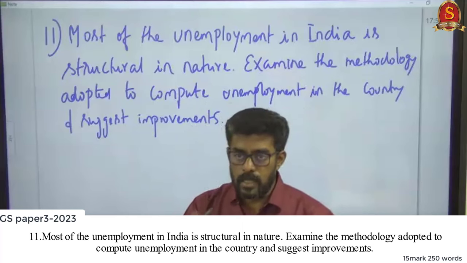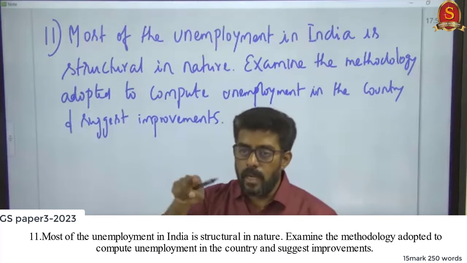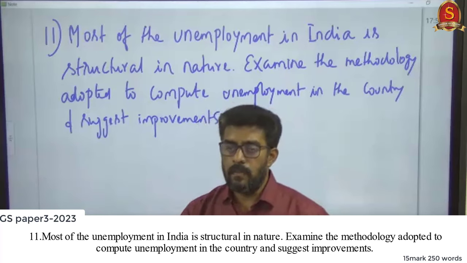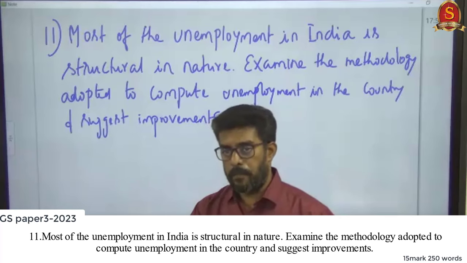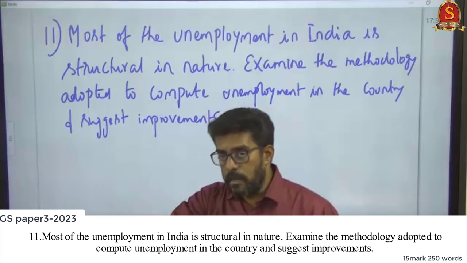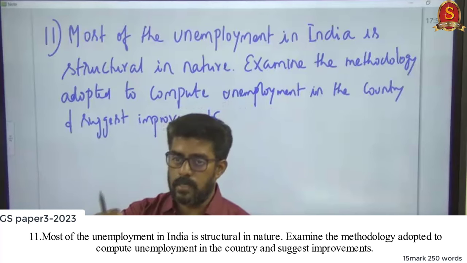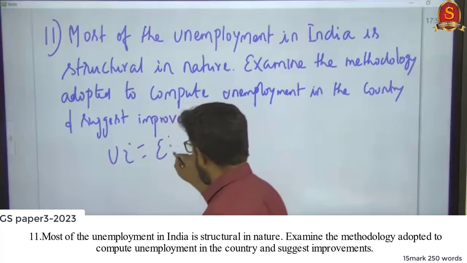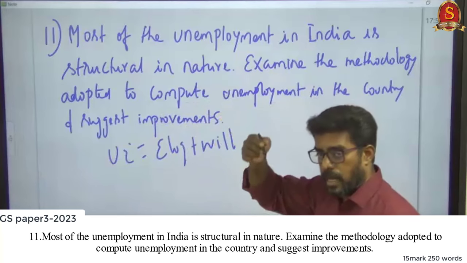We call a person as unemployed when the person is eligible and willing to work, but the country is not giving the opportunity to work. Eligible means above the age of 14. He must be willing to work, he must be seeking work. But he is not getting the opportunities to work. Then we call the person as unemployed. So the unemployment definition is: a person who is eligible and willing to work, and when he is not getting opportunity, we call the person as unemployed.